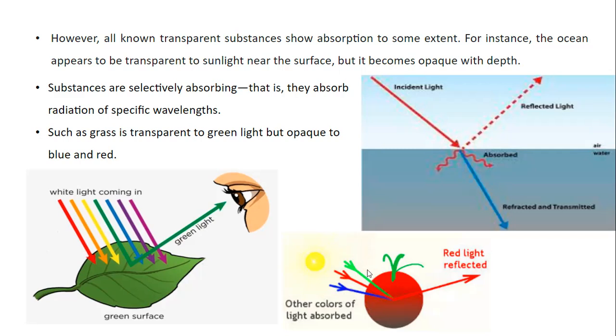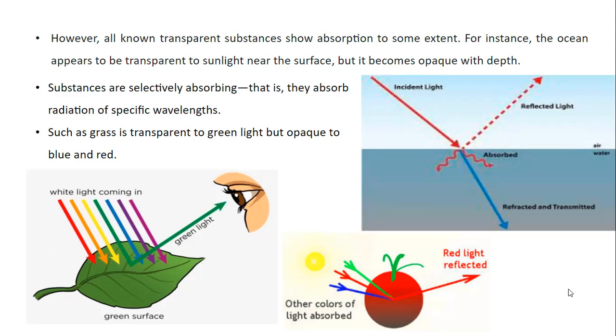That is why the rest of the colors are being absorbed by the material, and you can only identify this object as red. Or for instance, if you have the leaves on the top, if it is green, it is not going to absorb the green color. It is transparent to green color. That is why you can differentiate it as green.